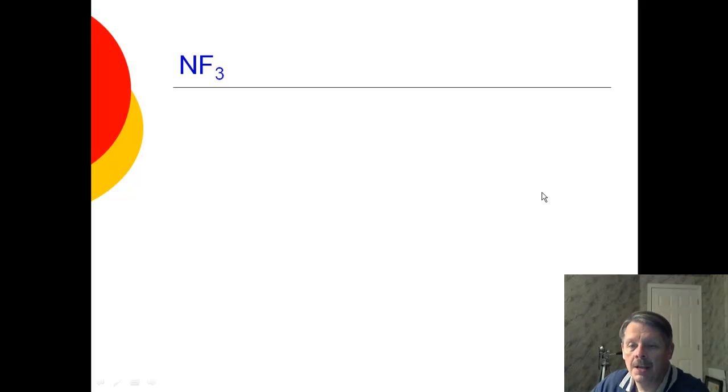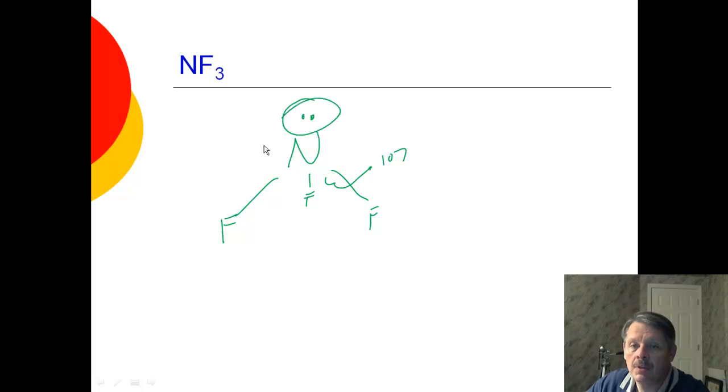Right, how about NF3? Pause the video, see if you can draw it. Polar? Non-polar? What do you come up with? Sure, NF3 looks like this. It's pyramidal in shape. You have 107-degree bond angles. And you have a pair of electrons sitting up here at the top of NF3. That's what's forcing these other guys down there. That means this is going to be polar.